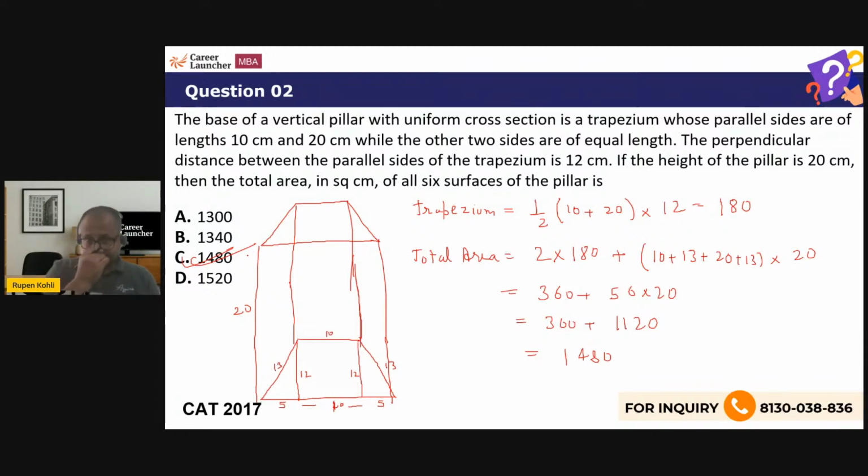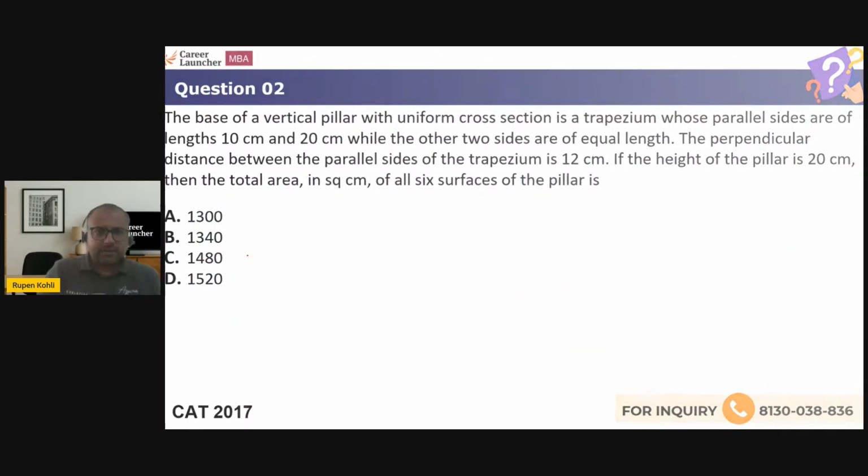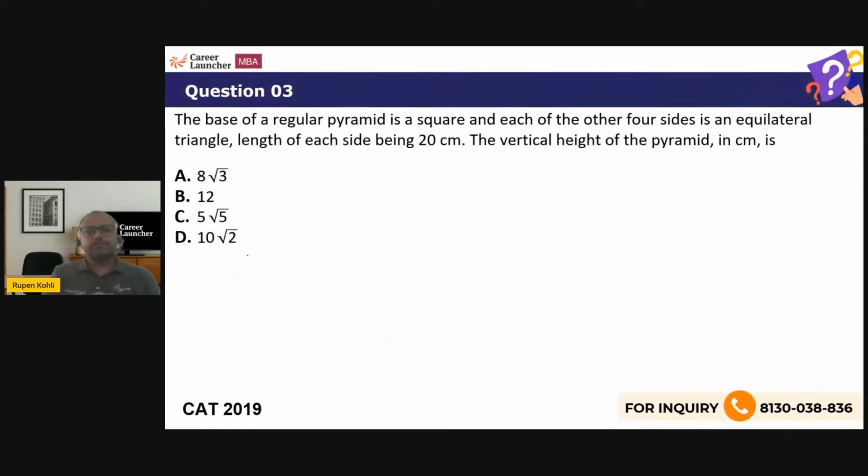Okay. Now, right, let's see, people. Next one. Pyramid. The base of a regular pyramid is a square. So what is a pyramid?